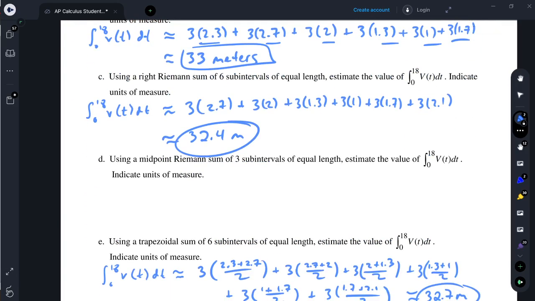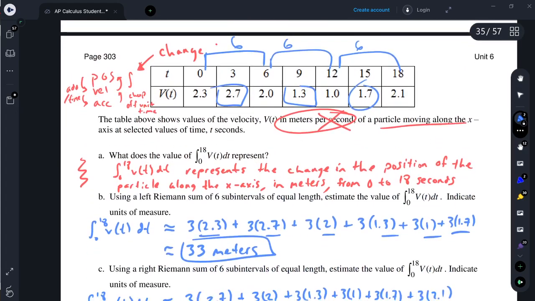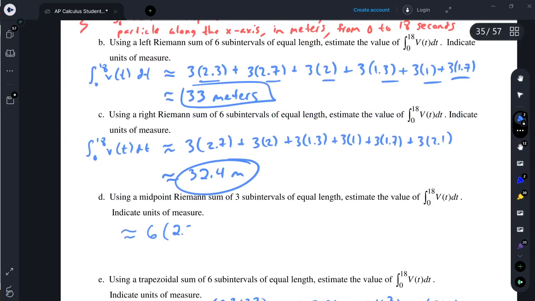So this would be approximately 6 times, what was the first one, 2.7, plus 6 times 1.3, plus 6 times 1.7, and I'll just let you guys type that into your calculator. And you should end up with a value of 34.2 meters.